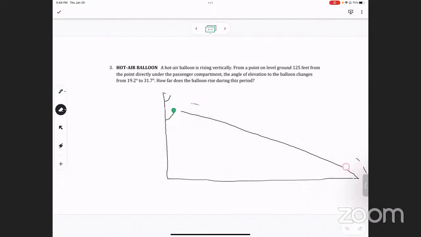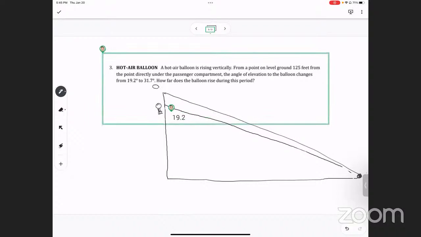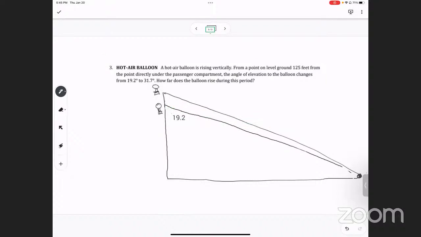Yeah, it's kind of hard drawing on a computer. So that point is the same. That point doesn't change. Right, so the balloon is changing. That's the starting point of the balloon right there, and this is the ending point of the balloon right here. Okay.